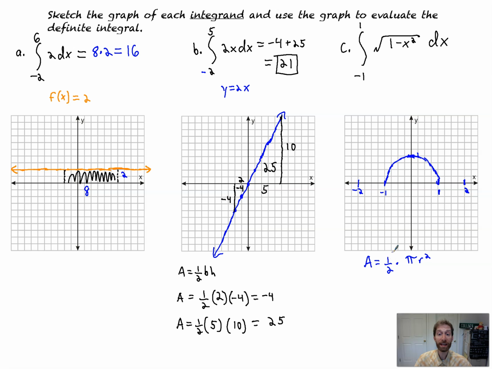So what we now need is the radius. Well, the radius, as we see right here, is 1. So therefore, we've got 1/2 times pi times 1 squared. When you simplify all of that, 1 squared is 1, times pi over 2. So the area is pi over 2. That's it. That'll get you the area of that semicircle, and therefore the definite integral is pi over 2.